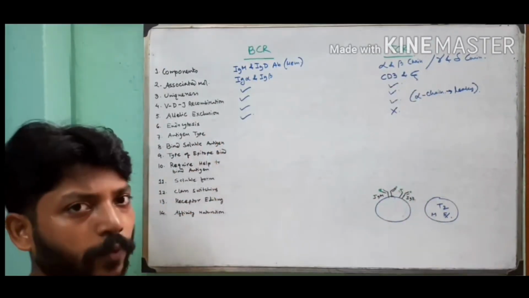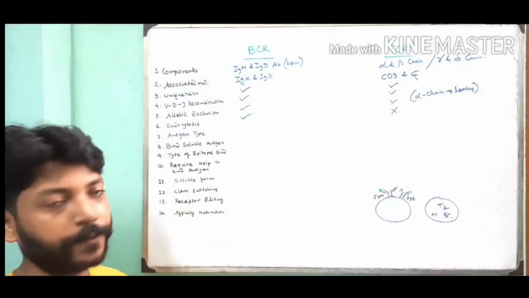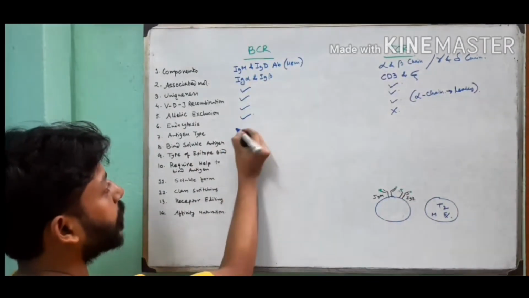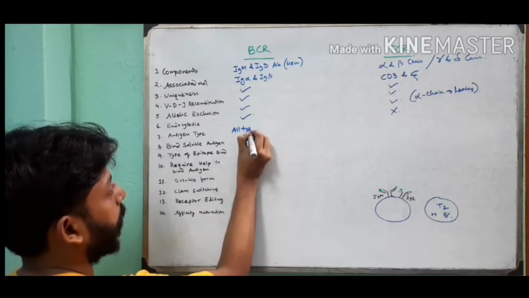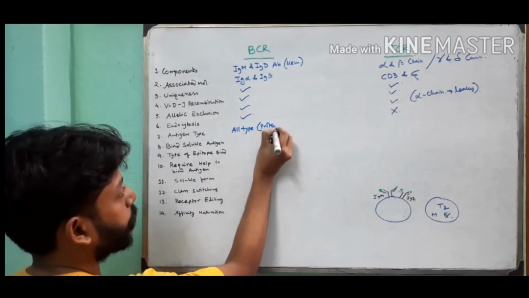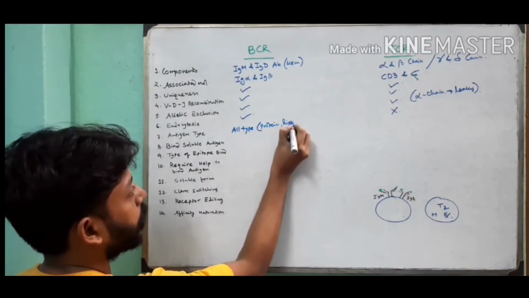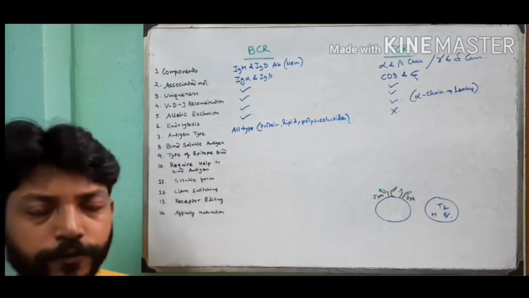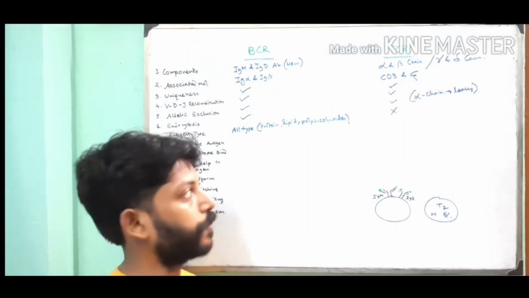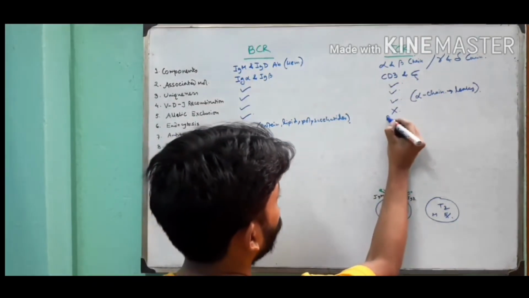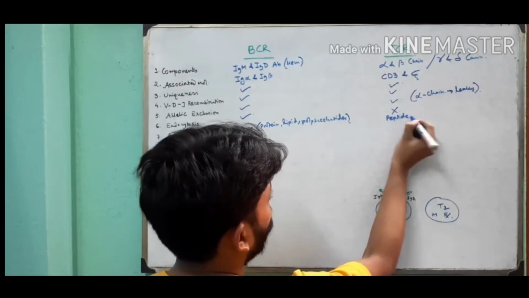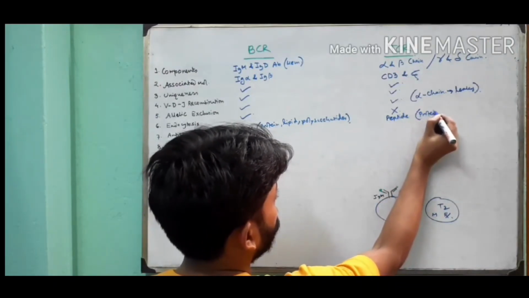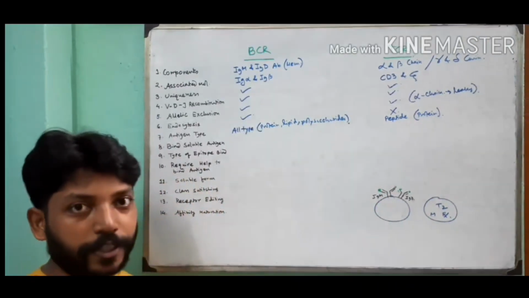Okay, antigen type. What type of antigen can the B cell receptor bind? It has been seen that it binds all types of antigen, like protein, lipid, polysaccharide. Any type of antigen can be bound by the B cell receptor, but in case of T cell receptor, only peptide or protein antigen can bind with the T cell receptor.